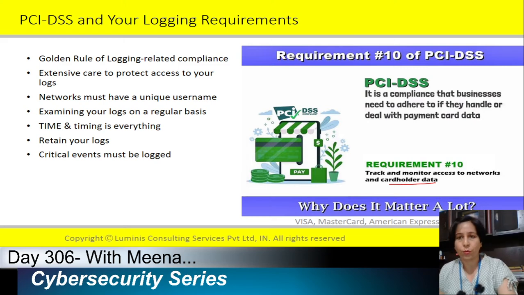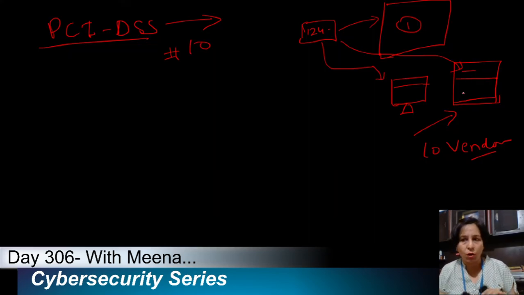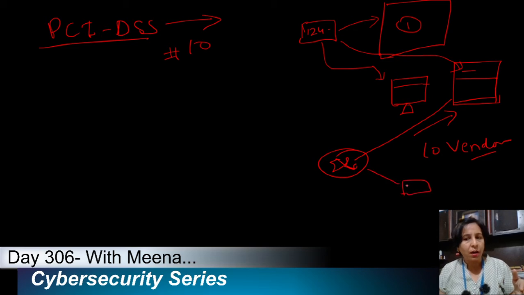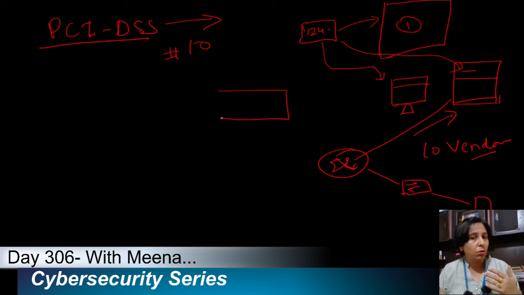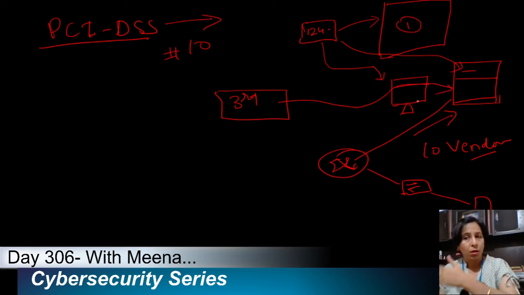And why is it important? For example, this is the server of your vendor or the merchant, and here are some routers, switches, and other different employees of the same company. They are also accessing that data, or third party users are also accessing that particular data which is stored on the server, or via the internet.